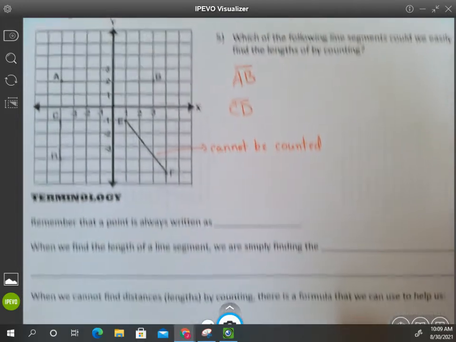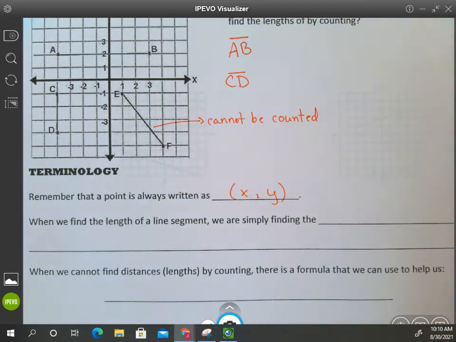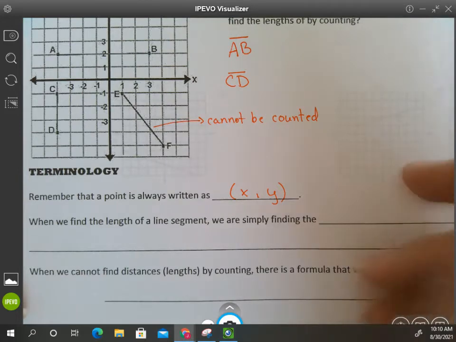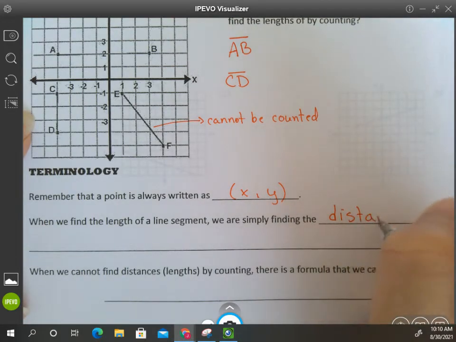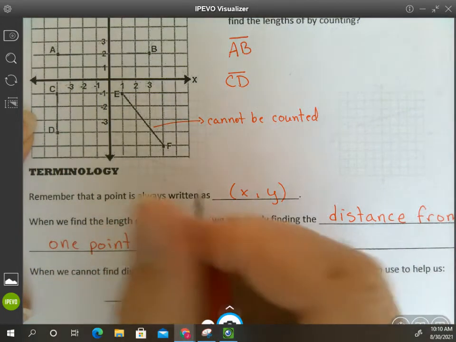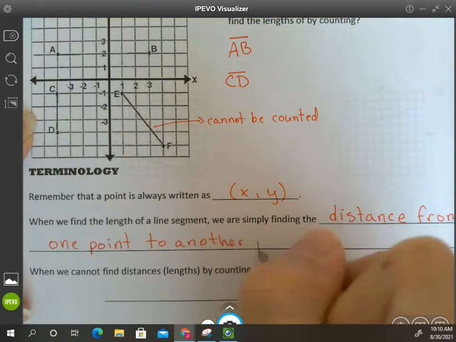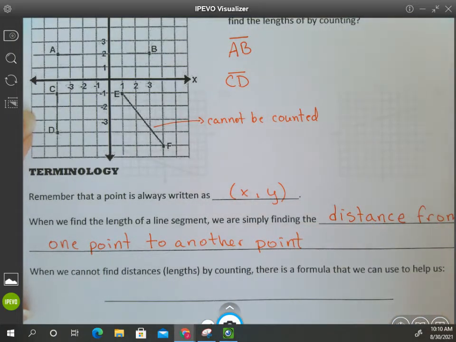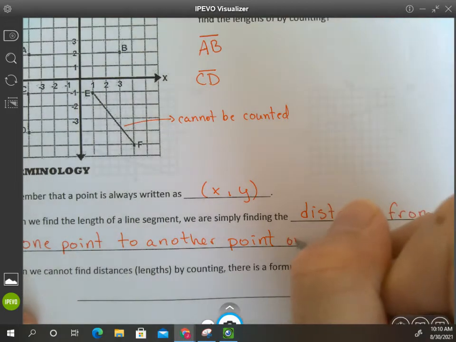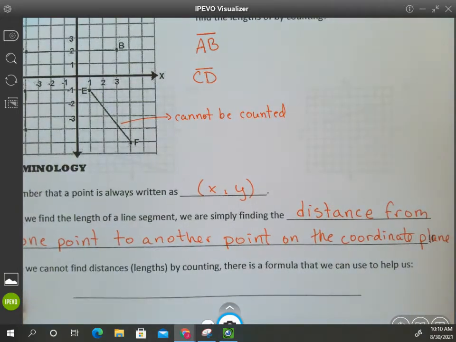Okay. So a little terminology to get us moving in this concept. Ordered pairs are always written as X, Y. We're going to use that. When we find the length of a line segment, we are finding the distance. We are finding the distance, or how long it is, from one point to another point. And that's really all I need you to write. We are finding the distance from one point to another point, and I'm going to add a little bit more on the coordinate plane, but you don't need that extra part. We're finding the distance from one point to another point.